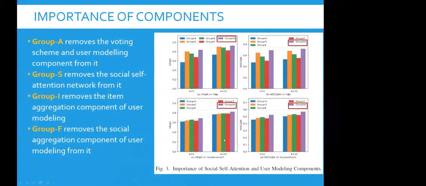To understand the importance of the social self-attention and user modeling components, we compare GroupSA with its 4 variants, that is GroupSA-A, GroupSA-S, GroupSA-I, and GroupSA-F. From the experimental results, we can see that GroupSA significantly outperforms the other 4 methods, showing that both self-attention, social self-attention, and the user modeling components are beneficial to group decision-making.